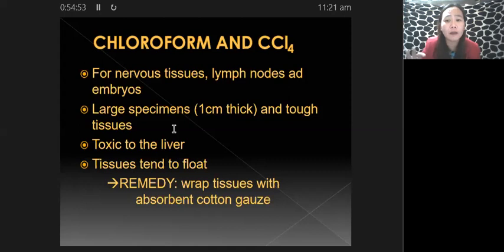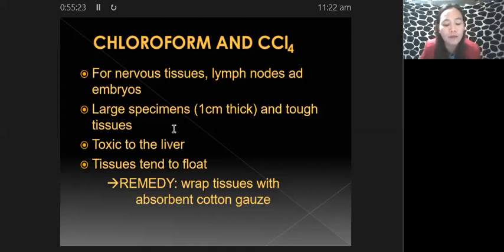Apart from that, we also have your fibroids. Again, from the term itself, fibroids, these are highly fibrous. They contain a lot of fibers. And of course, your decalcified tissues because they are inherently hard. So these are the different types of tissues that you can immerse in chloroform and your carbon tetrachloride.